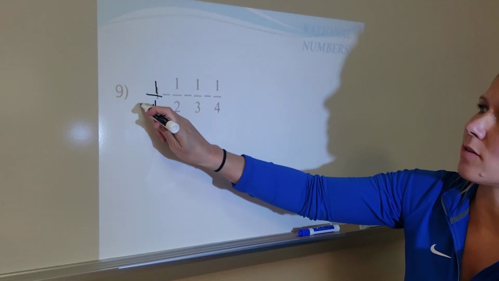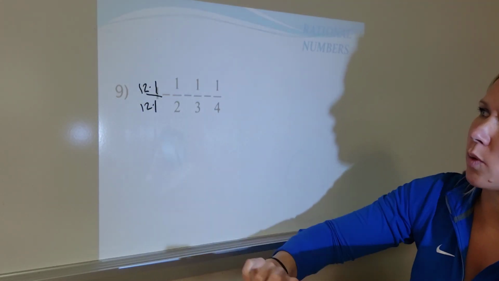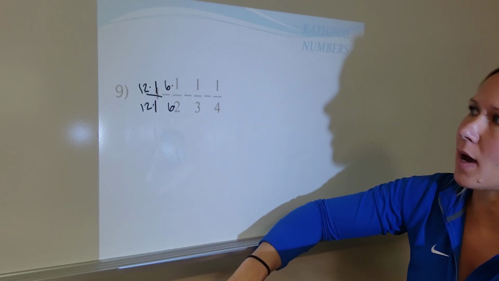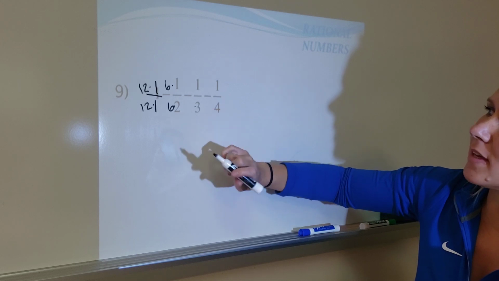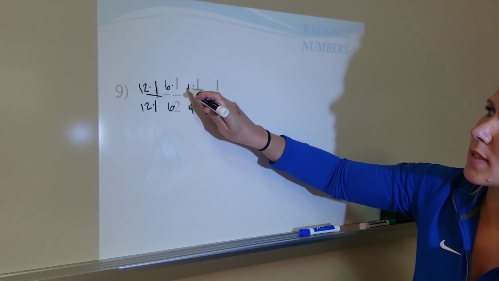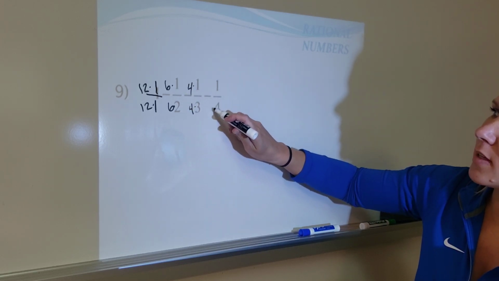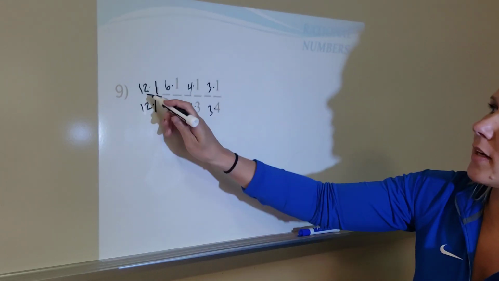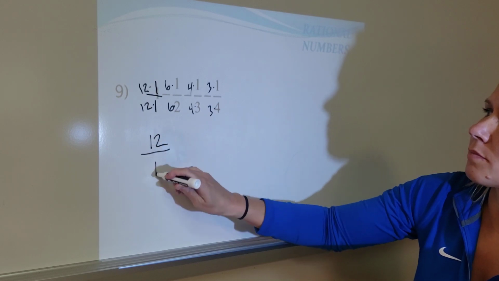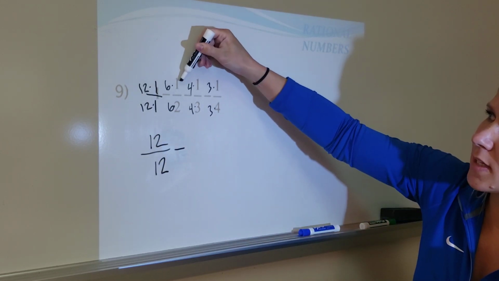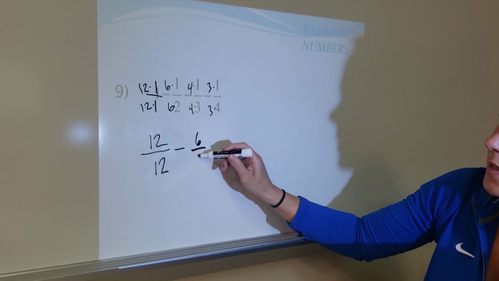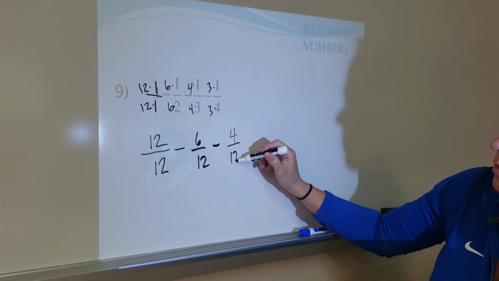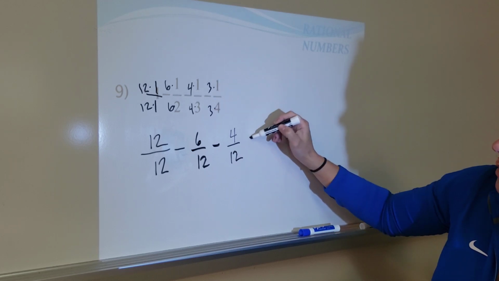To do that, I'd have to multiply the first one by 12. I'd have to multiply this one by 6, top and bottom. I'd have to multiply this by 4, same thing with the top, and I'd have to multiply this by 3, same thing with the top. So I'd end up with 12 twelfths minus, here I'd have 6 twelfths, that's the same thing as half. Here I'd have 4 twelfths, and here I'd have 3 twelfths.